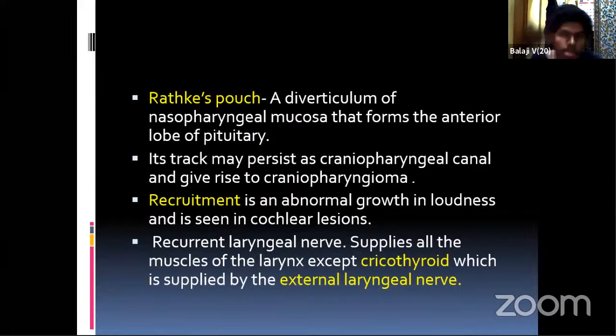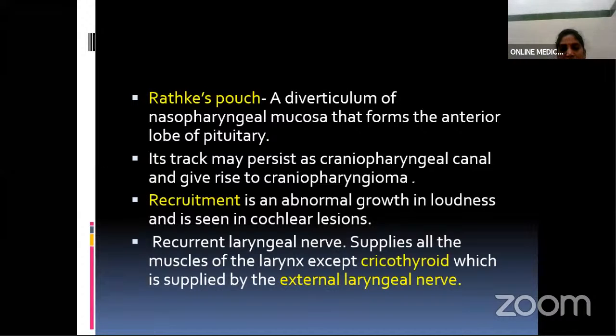Ma'am, Rathke's pouch forms the anterior pituitary. It is the embryological remnant from which the anterior pituitary gland moves from the nasopharynx to the sella turcica in the adult. So it leaves some diverticulum in the nasopharyngeal mucosa which forms a pit. Sometimes this canal won't get closed and it persists in adult life. If it persists, there will be a connection between the cranium and the pharynx. So this presents as a craniopharyngioma.